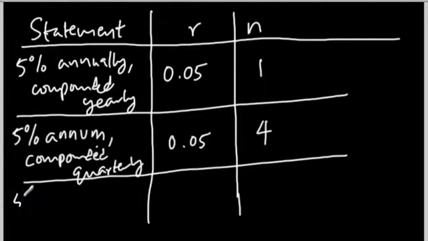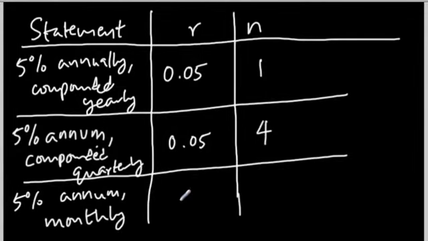Another example would be 5% per annum, in other words, per year, and say compounded monthly. Once again, this is 0.05, and N would be 12. So I think you get the gist of it, and so let's just move right into a problem.